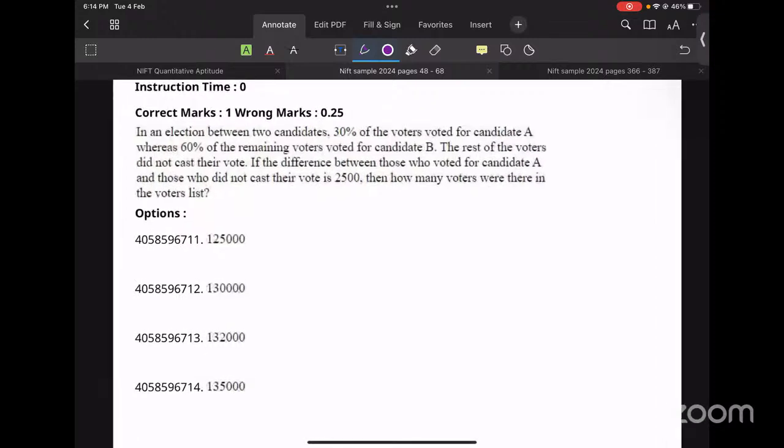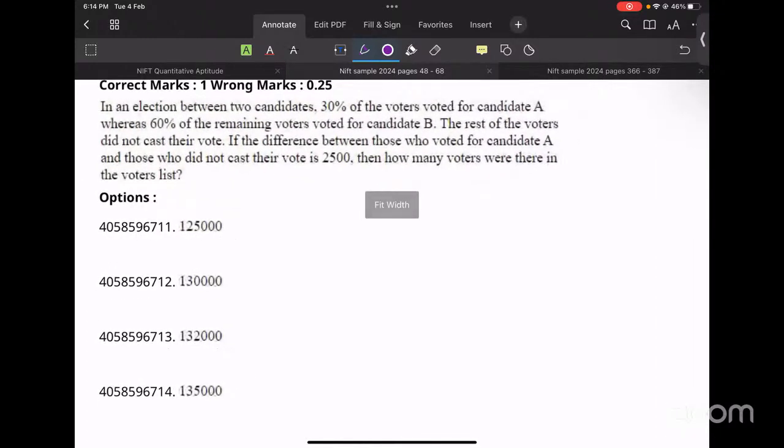In an election between two candidates, 30% of the voters voted for candidate A, whereas 60% of the remaining voters voted for candidate B. The rest of the voters did not cast their vote. If the difference between those who voted for candidate A and those who did not cast their vote is 2,500, then how many voters were there in the voters list? So now you can put your responses in the chat, looking for your answers.